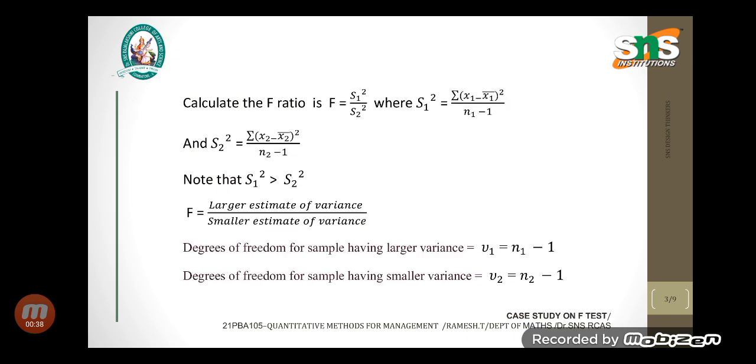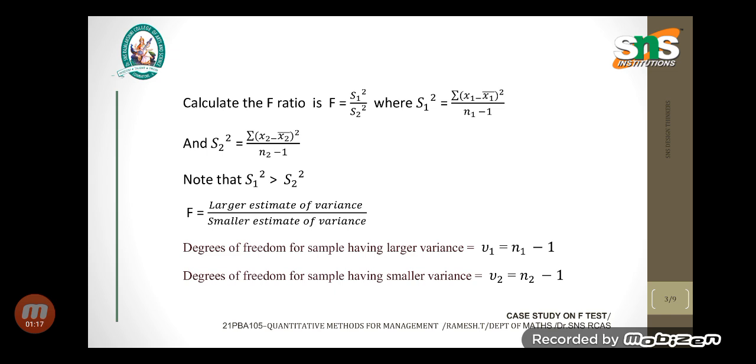So we calculate the F ratio test by S1 square by S2 square. That means S1 square is the variance of the first data. It is calculated from the sum of x1 minus x1 bar the whole square by n1 minus 1. Similarly, the variance of the second data, that is S2 square, is the sum of x2 minus x2 bar the whole square by n2 minus 1. You note which variance is greater compared to the other one, so we take it in the numerator. In this F-test, the numerator is always the larger estimate of variance and the denominator is always the smaller estimate of variance.